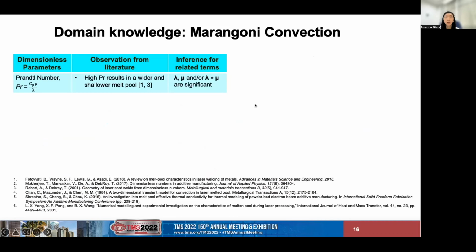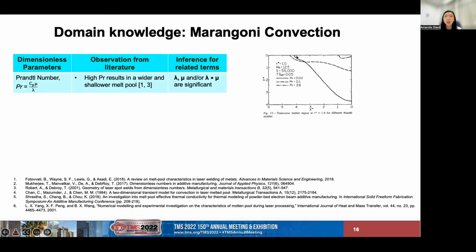And so these are some of the observations from literature. For example, looking at the Prandtl number, which consists of 2 variables of interest in our study, the viscosity and the thermal conductivity, it has been found that high Prandtl numbers cause wider and shallower melt pools. What this implies is that this has a significant influence on the depth, because we see that a change in the Prandtl number causes such a huge change in the melt pool shape. So this means that our response variable of interest, the depth, is indeed affected by the Prandtl number.